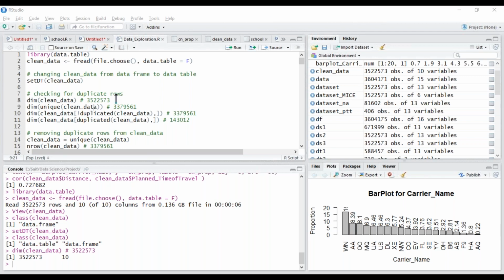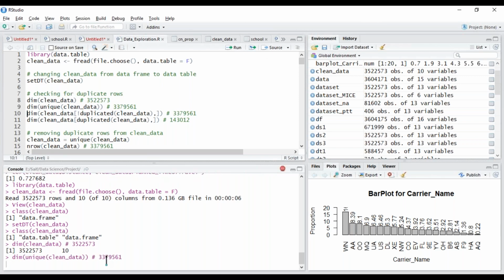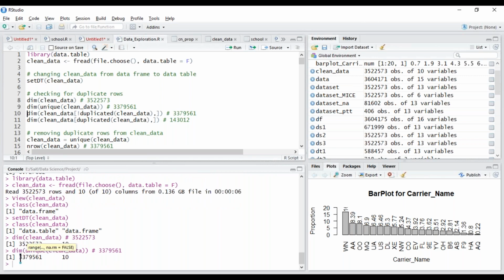Data type, I have not yet changed. We'll be looking at the structure in a while. Once we look at the uniqueness of the data, if there are any duplicated rows, you can see that if I run the dimensions of the unique of clean data, I have got 33,779,000 rows which are unique. So there is redundant data over here.